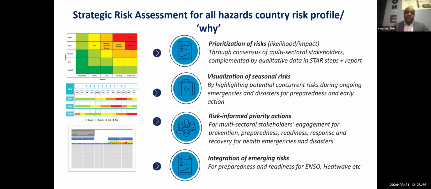And then the last one is the next actions, recommendations and priority actions that are drafted by the multi-sectoral participants in the workshop. These actions are linked to informing the NAPS planning process, like Raj mentioned as well. So they're also very important. But the country risk profile is not carved in stone. Once you have developed the country risk profile, information on emerging risk like El Niño or heat waves can always be linked to the risk profile at any time.